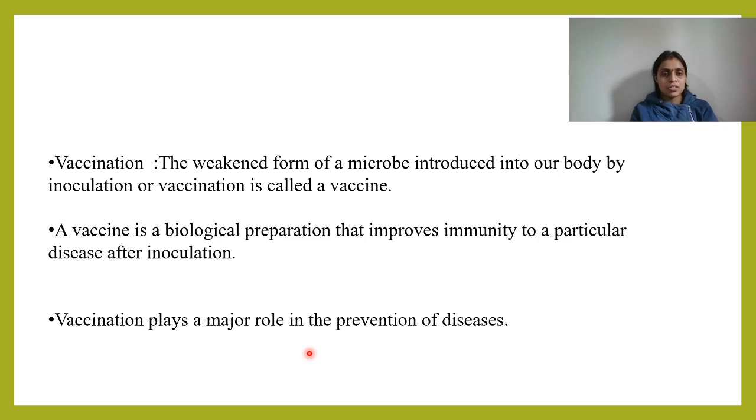Coming to vaccination. A weakened form of a microbe is introduced into our body by inoculation or vaccination. So it is known as a vaccine. A vaccine is a biological preparation that improves immunity to a particular disease after inoculation. So it plays a major role in the prevention of diseases.